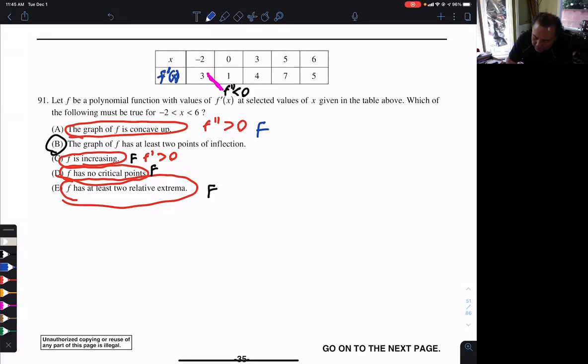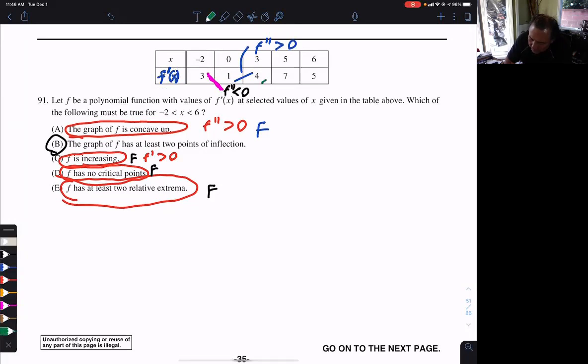And then I look from 1 to 4. If F prime goes from 1 to 4, F prime must be increasing at some point. If F prime is increasing, its derivative is positive. Therefore, my conclusion: at some point here, the second derivative must be positive. Let's keep going.